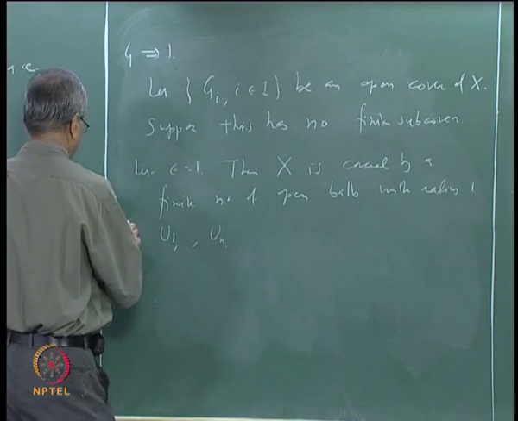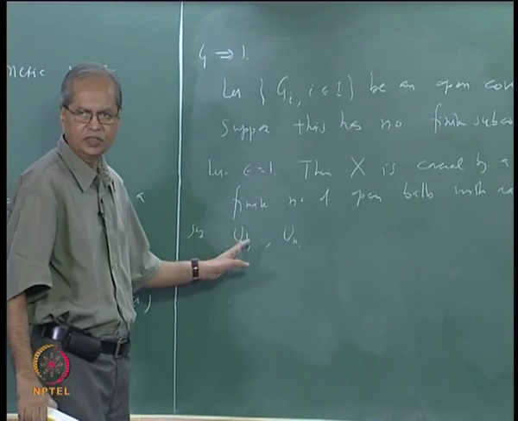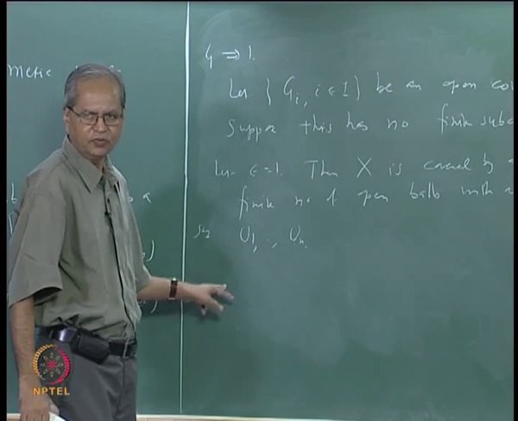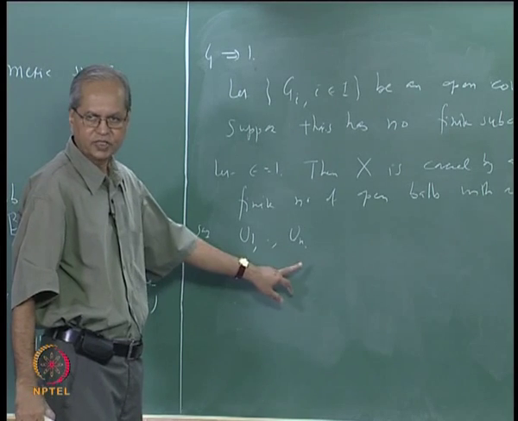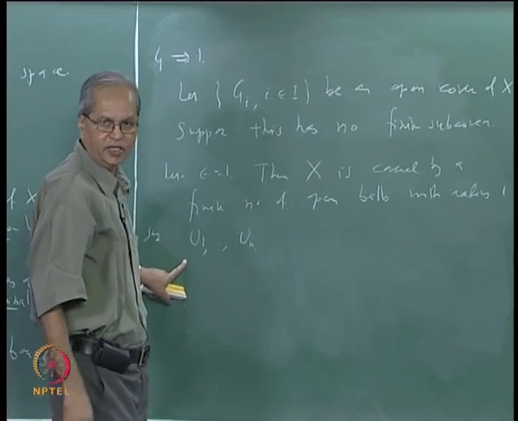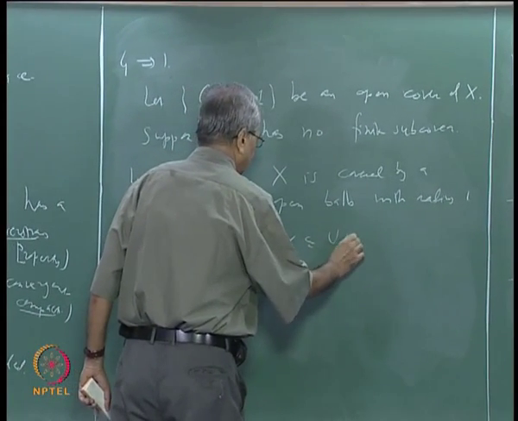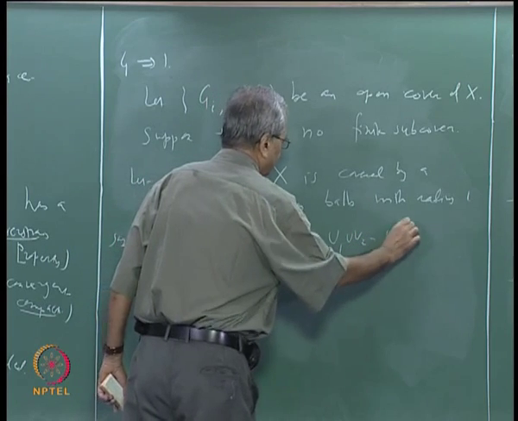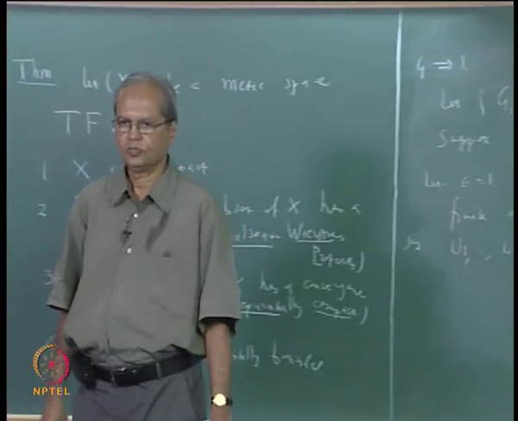See, each of these balls has, let us say, center x1 and radius 1, then center x2 and radius 1, okay. For the time being I do not bother about the centers. What is important is each of these balls is of radius 1, and so X is contained in the union of this finite number of balls. So X is contained in u1 union u2 etc., union un, alright.